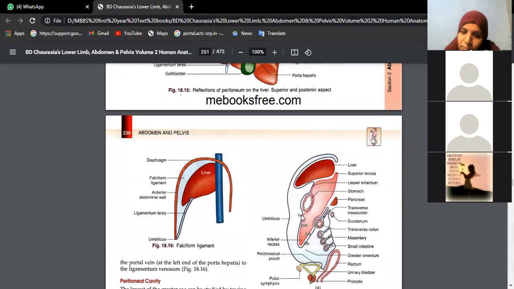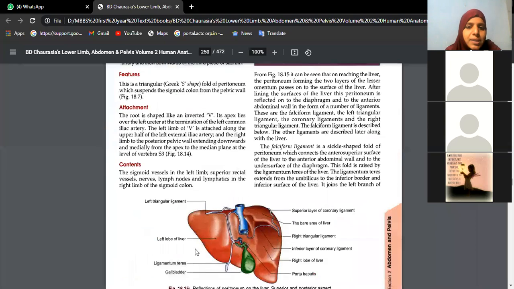See, greater omentum will have 4 layers. Actually, it folds on itself like an apron. That's the reason first layer becomes 4th layer and second layer becomes 3rd layer. You see, the continuation of first layer is 4th layer and second layer is 3rd layer, and it is becoming continuous with the transverse colon. Okay, so this is greater omentum. So along the greater curvature, we have greater omentum. Along the lesser curvature, we have lesser omentum.